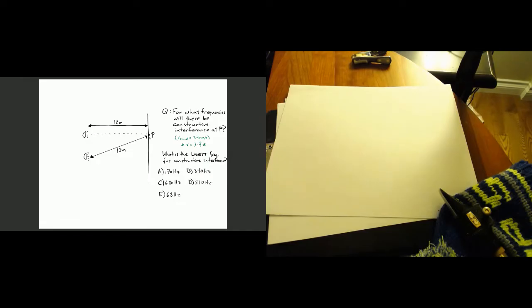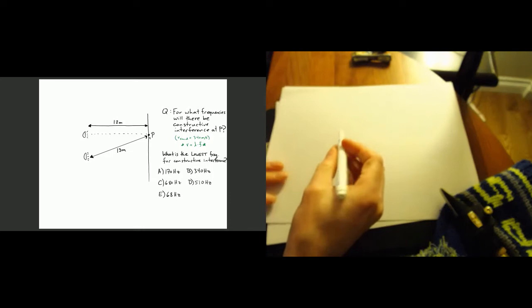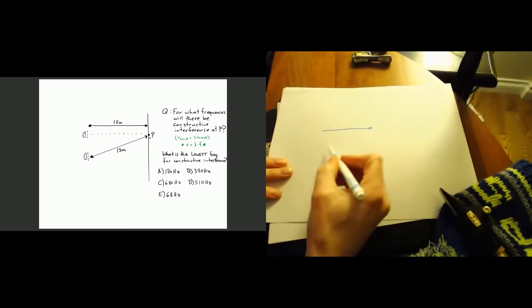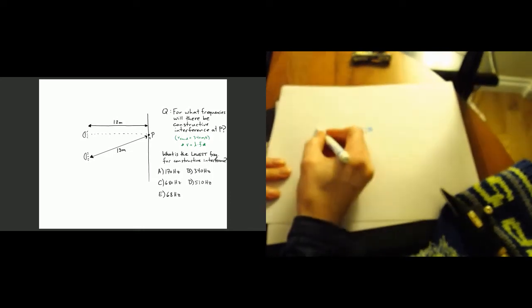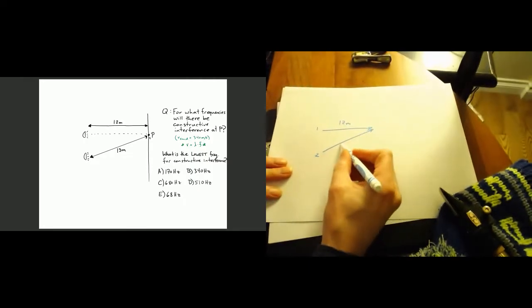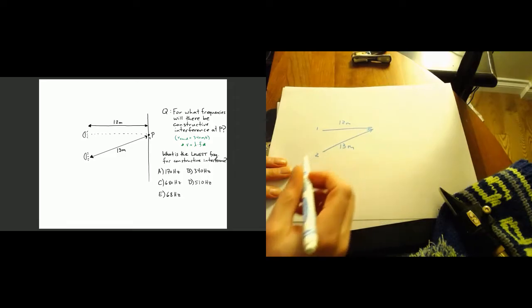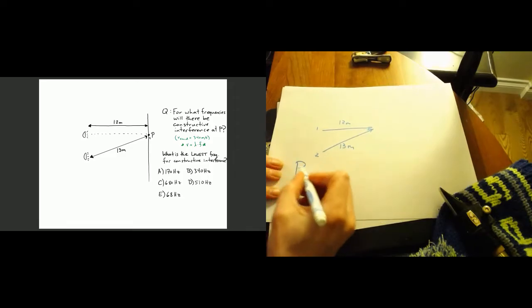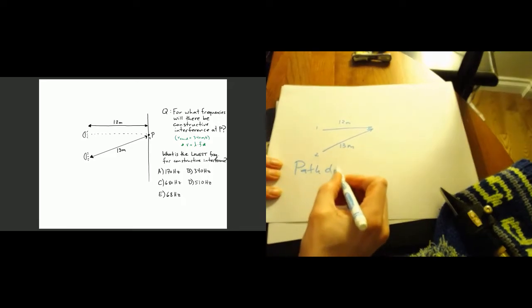Okay, so let's do this question. The first thing we want to realize is that there is a path length difference. Speaker number 1 is 12 meters away. Speaker number 2 is 13 meters away. And so we have a path length difference of 1 meter.